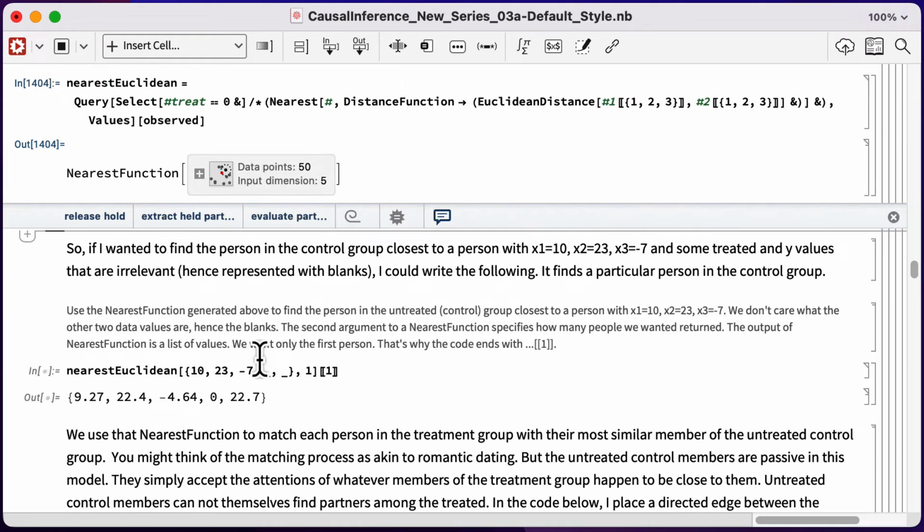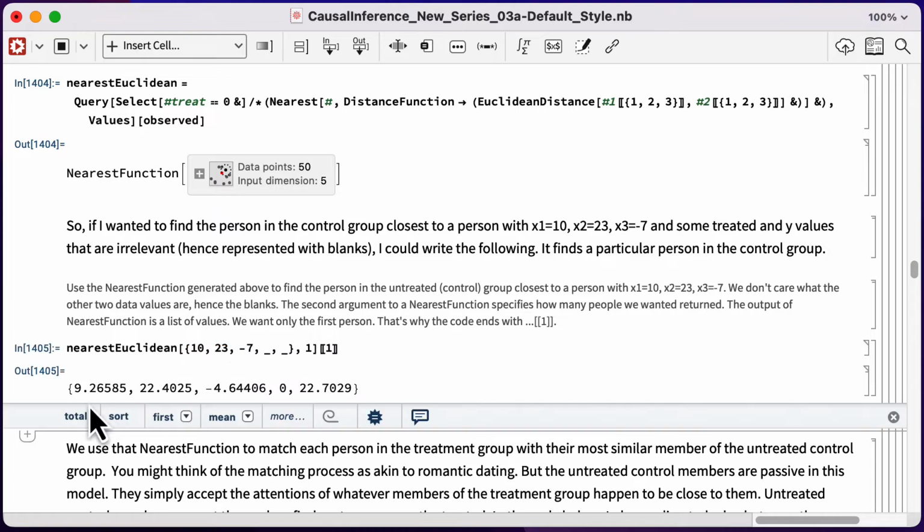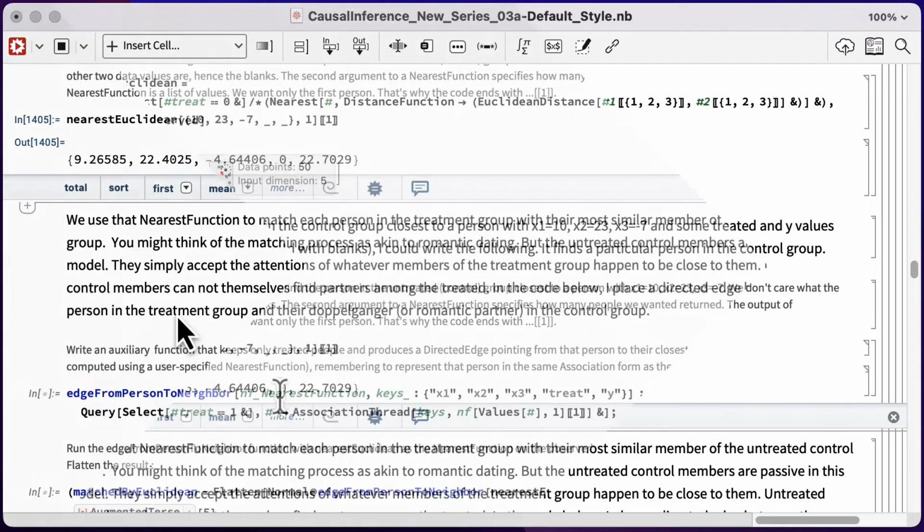We get a nearest function. Supposing I have a person whose features are 10, 23, and -7, and maybe they have some other values, but I don't care about them. I want to know who's nearest to them. And it turns out to be a person with 9.26 as value x1, 22.4 as value x2, and -4.6 as value x3, and then some other stuff.